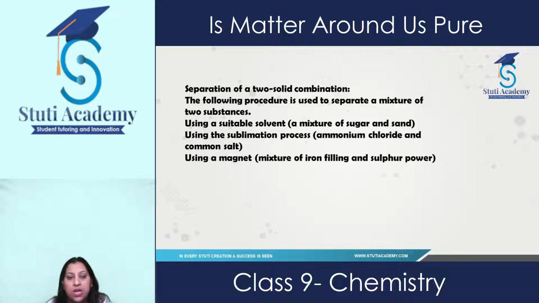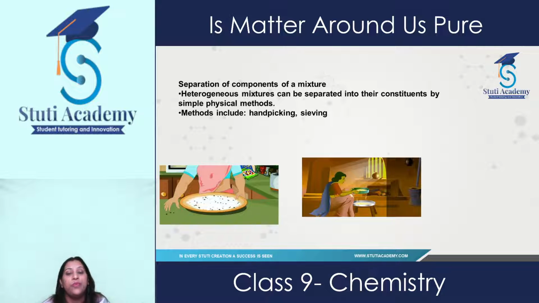Now, how can we use these techniques? First is separation of components of a mixture by hand picking or the sieving method. These are very general techniques which we use in our homes also. When your mother is preparing food for you, when she is preparing pulses, in those pulses sometimes some stones are present. So these are undesirable substances or impurities which we don't want to consume. So we need to separate them out. With the help of the hand picking method, we can easily separate.